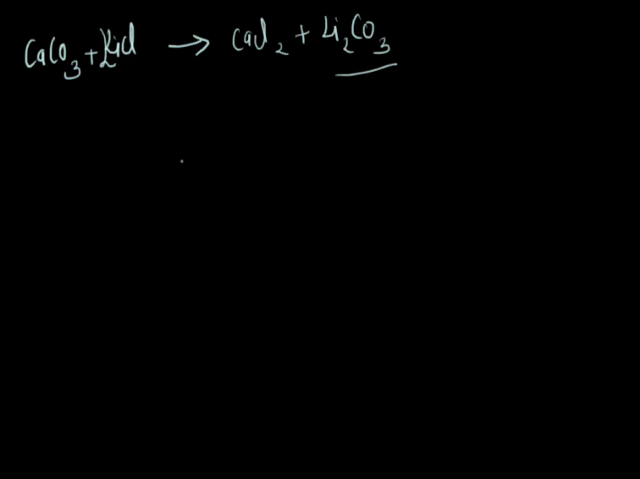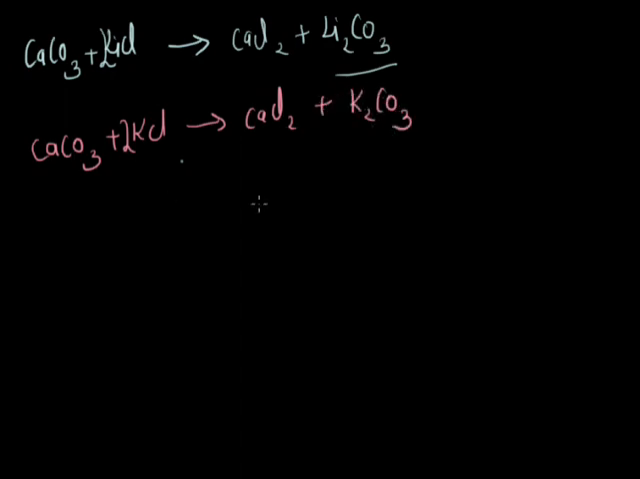Now according to option D, when calcium carbonate reacts with KCl, the same thing happens: the products are calcium chloride and K2CO3. There is no evolution of gas. So the correct answer would be HCl.